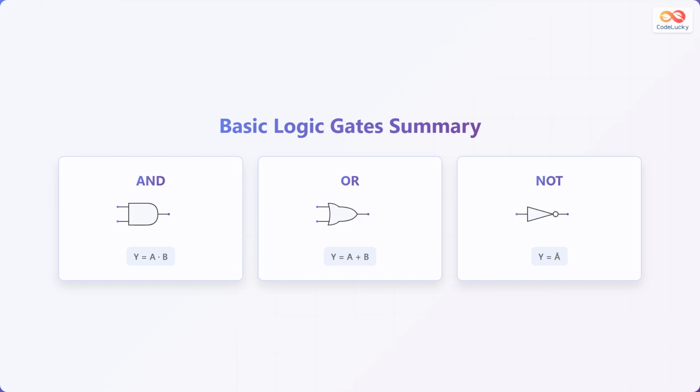Let's quickly summarize the three basic logic gates. The AND gate outputs 1 only if all inputs are 1. The OR gate outputs 1 if any input is 1. The NOT gate inverts the input. These basic gates can be combined to form more complex digital circuits.